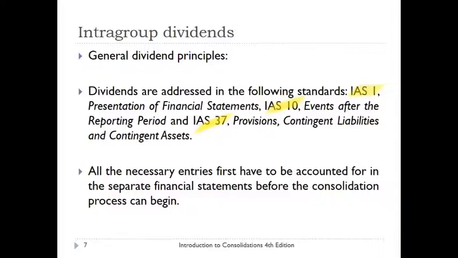Before we can consolidate, it is important that all the necessary entries with regards to dividends have been accounted for in the separate financial statements before the consolidation process begins. Remember, my starting point is the separate financial statements of the parent and the subsidiary. So all these dividend transactions and the effect thereof would first have been accounted for in the separate financial statements before we can consolidate and eliminate the effect thereof.